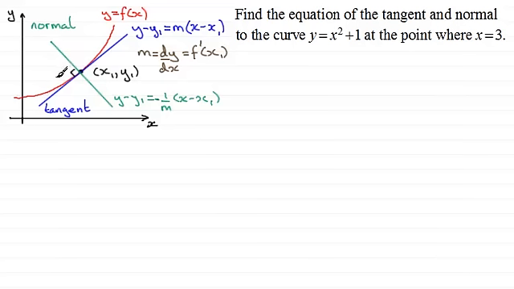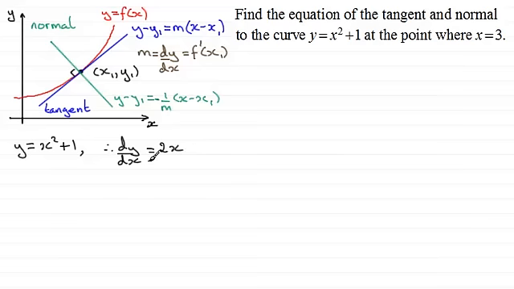So what I need to do first of all is differentiate the curve to get the gradient at any point. So we'll just start off with the fact that we're given y equals x squared plus 1. And if we differentiate this with respect to x, in other words, find dy by dx, then differentiating x squared gives us 2x, and the constant goes to 0. So this gives us the gradient of the tangent to the curve at any point x.